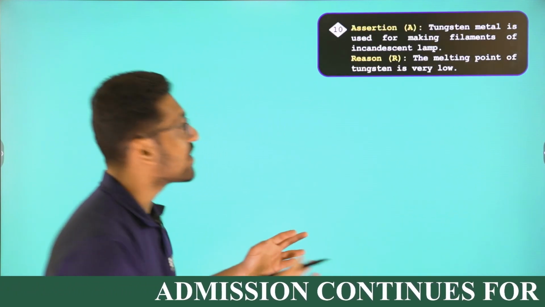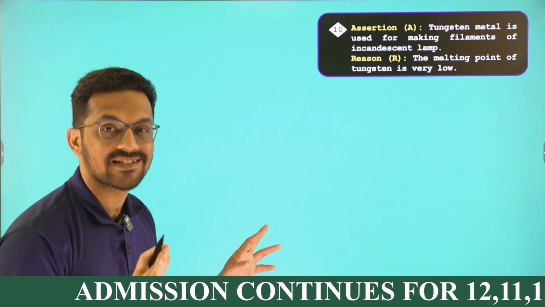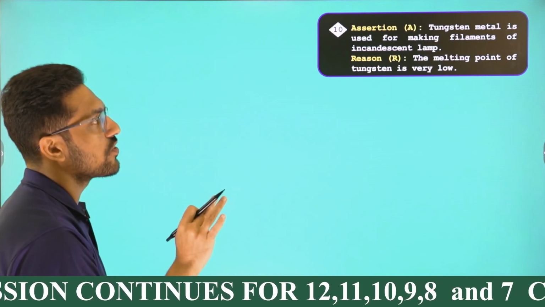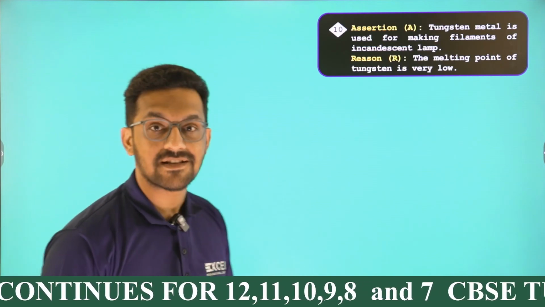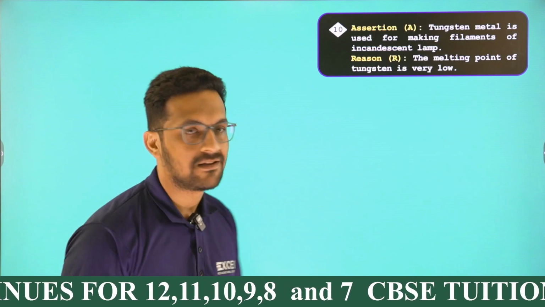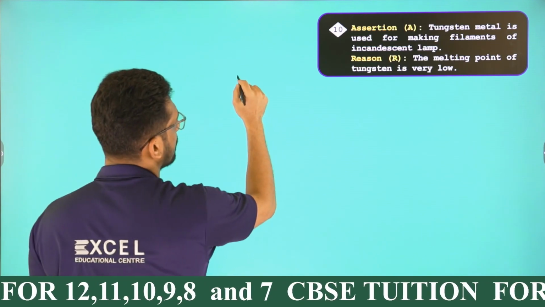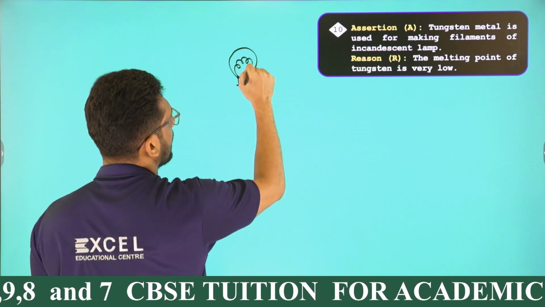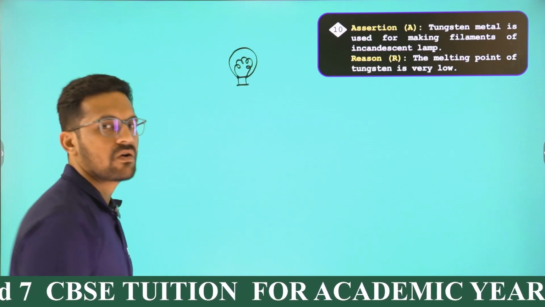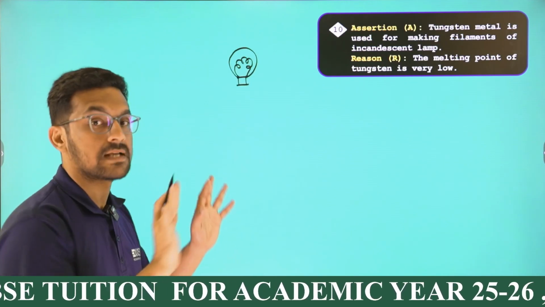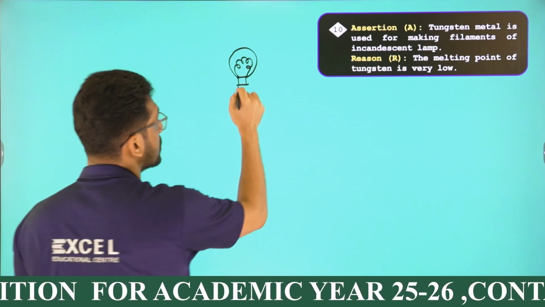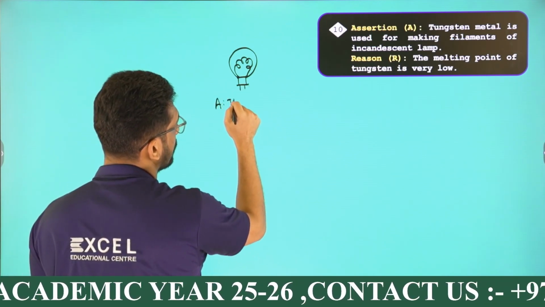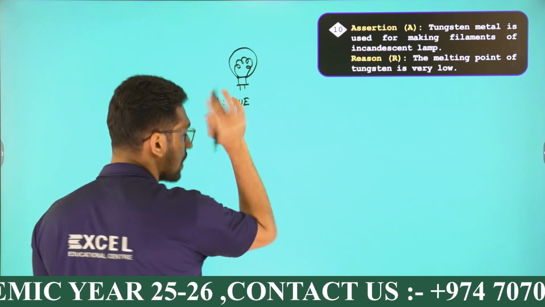Yeah, this is our last question. Assertion, reason type of question. Read the assertion. Tungsten metal is used for making filaments of incandescent lamp. What is an incandescent lamp? Incandescent lamp looks like this. It is a filament lamp. What is the filament made of? The filament is made of tungsten metal. So the assertion is true.